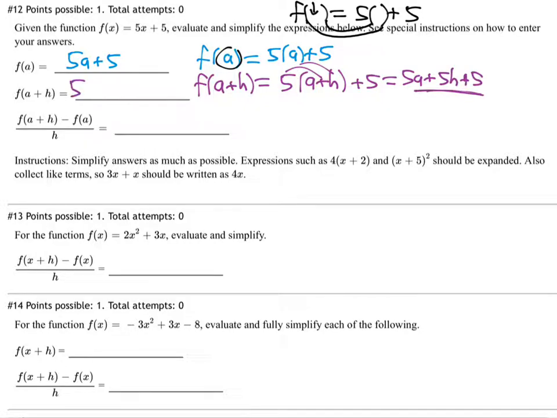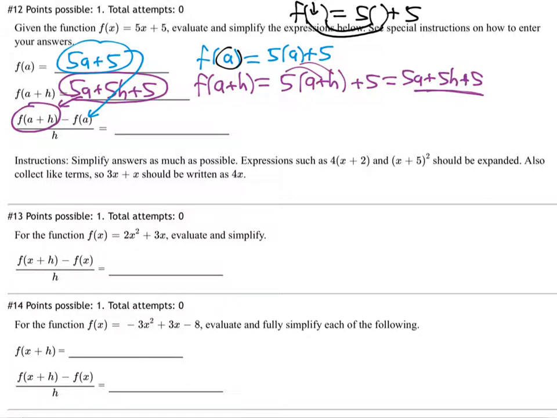There we go. 5a plus 5h plus 5. Now, on the last part, they want us to put these two things together. Meaning, first they want f of a plus h. Well, that's this right here, isn't it? That's going to go right there. And f of a is next. Well, that goes right there. Does that make sense? They want us to take the two answers we just got and put them in the top with a minus sign in between.